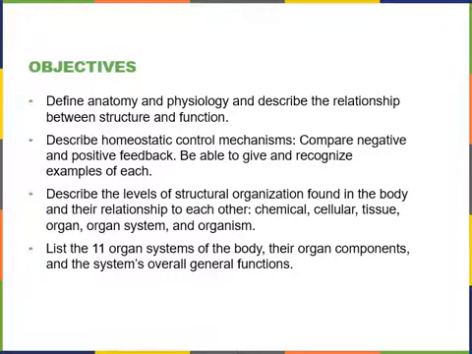Describe the levels of structural organization found in the body and their relationships to each other: chemical, cellular, tissue, organ system, and organism. And list the 11 organ systems of the body, their organ components, and the system's overall general functions.